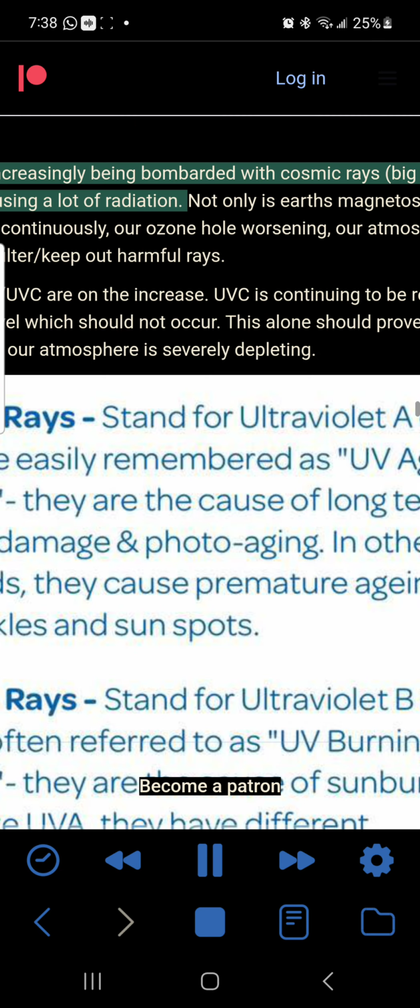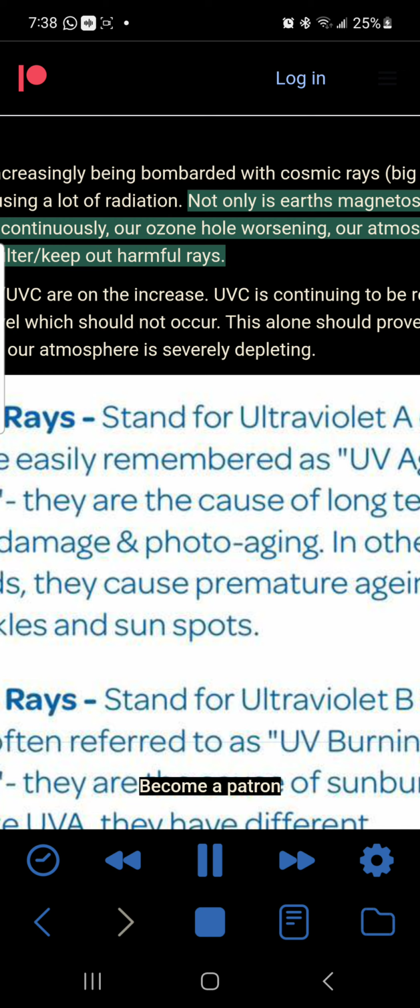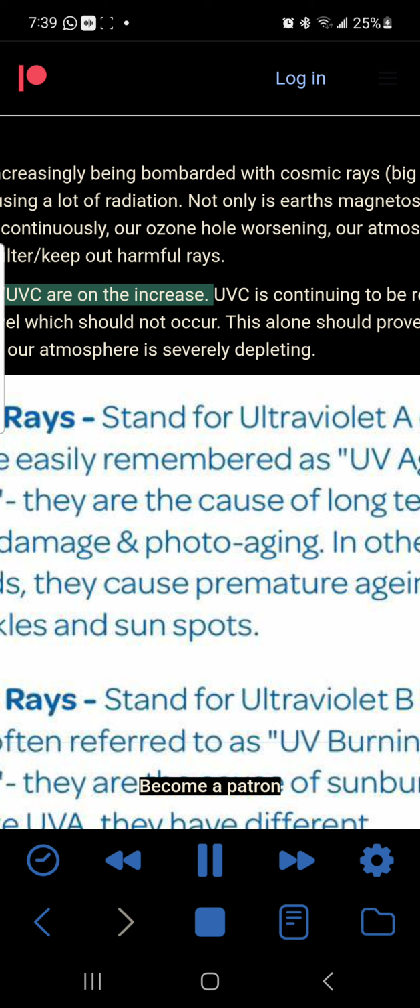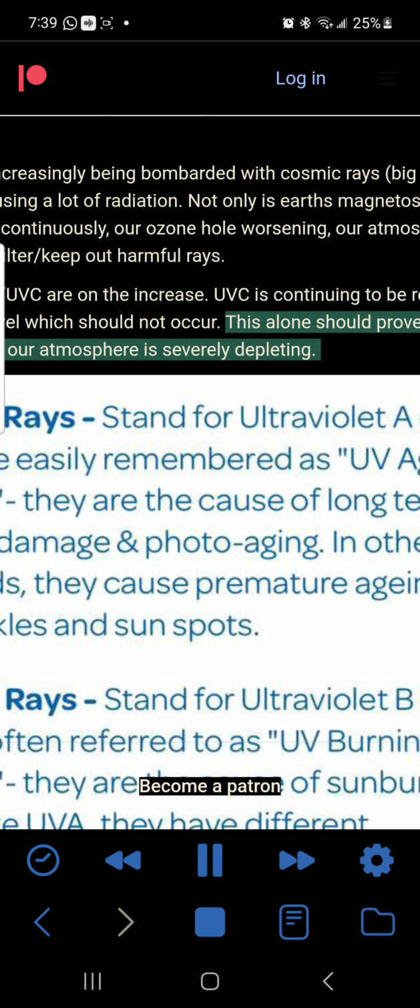Agenda 21. Earth is increasingly being bombarded with cosmic rays, big protons, which is causing a lot of radiation. Not only is Earth's magnetosphere depleting continuously and our ozone hole worsening, our atmosphere is failing to filter out harmful rays. UV, UVB, UVC are on the increase. UVC is continuing to be read at ground level, which should not occur. This alone should prove to the world that our atmosphere is severely depleting.